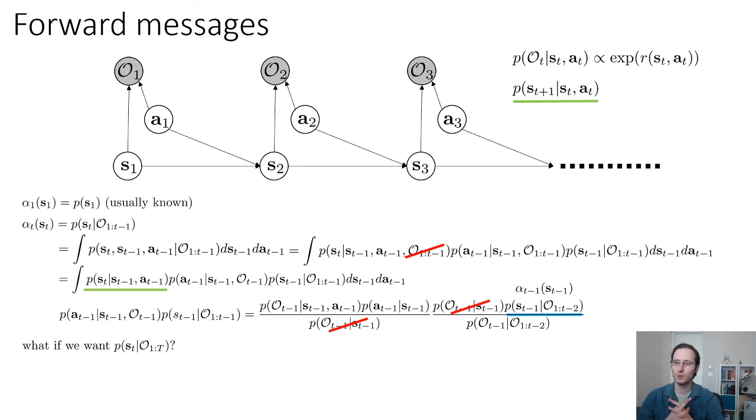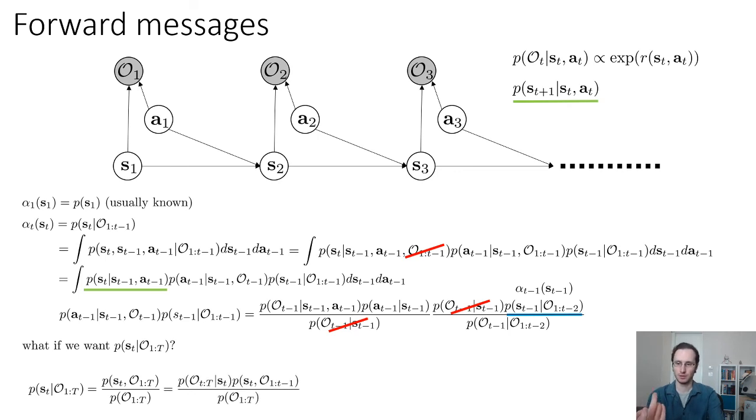Once we've calculated the forward messages, the next question we could ask is, well, what if we want to recover the state marginal? What if we want to recover the probability of a state given optimality everywhere from 1 through capital T? So in that case, now that we have both backward and forward messages, we can actually derive this equation pretty easily. So p of st given o1 through capital T, using the definition of conditional probability, is p of st comma o1 through capital T divided by p of o1 through capital T.